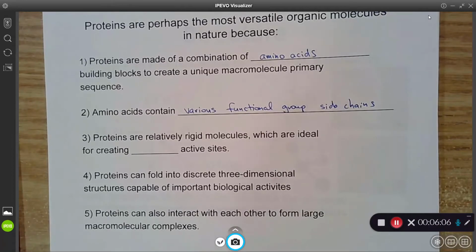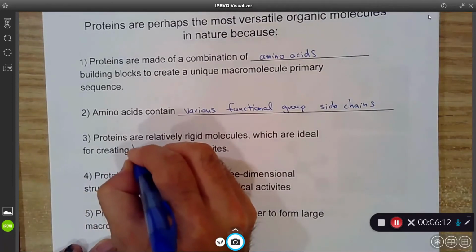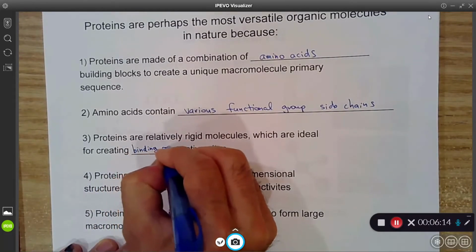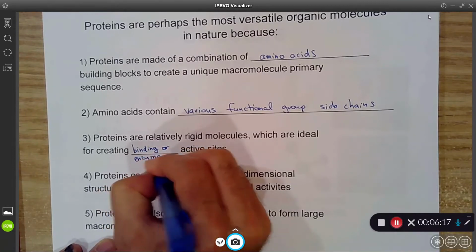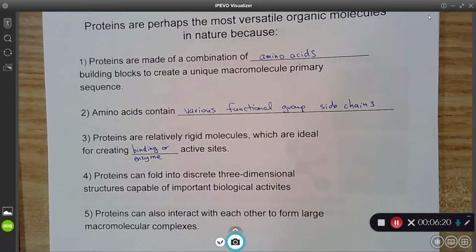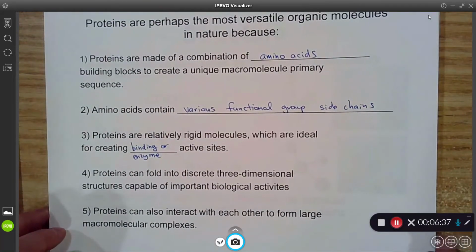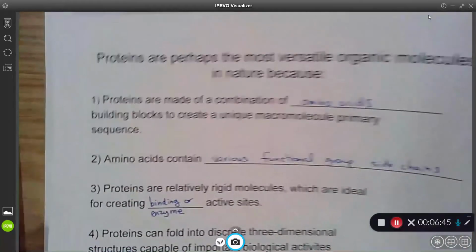Proteins are relatively rigid molecules, which are ideal for creating binding or enzyme active sites. Furthermore, proteins have the ability to fold into very complex three-dimensional structures that govern their biological activity, and they can also interact with other large proteins to form macromolecular complexes. A good example of a macromolecular complex would be the ribosome, which has lots and lots of different proteins together, in addition to RNA, to catalyze protein synthesis.